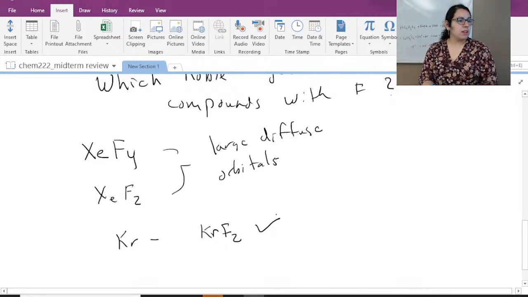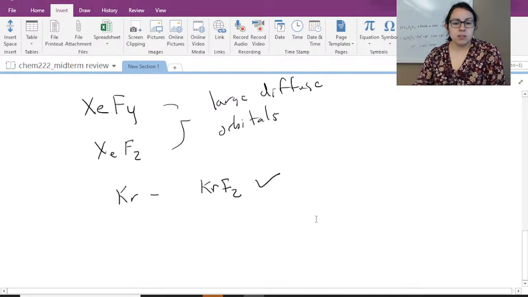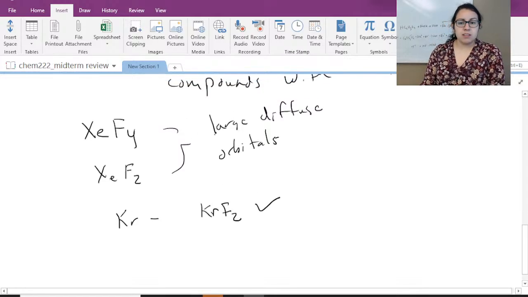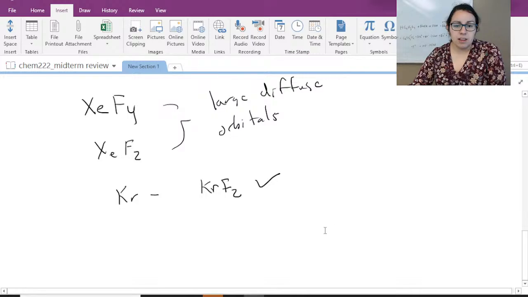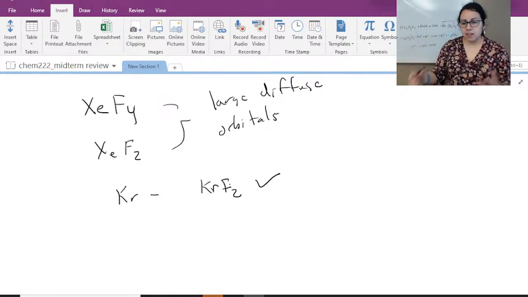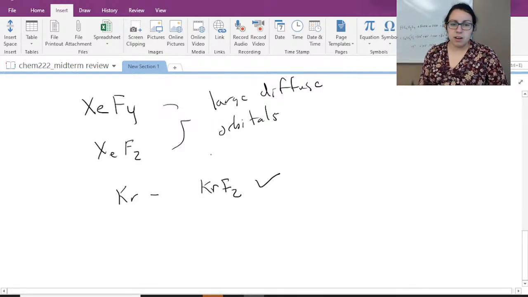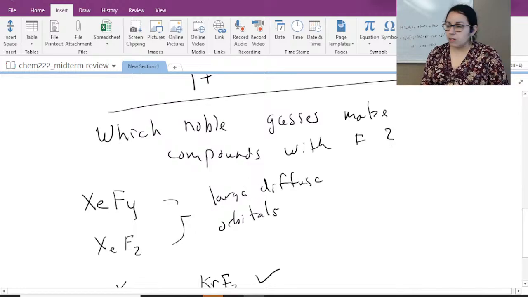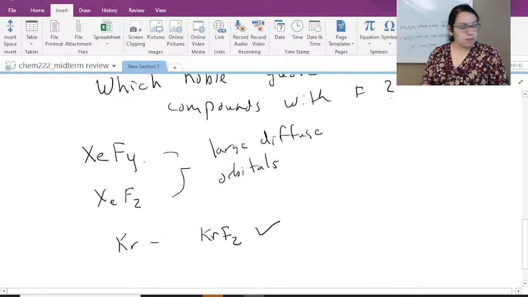So this would be the other compound. Krypton difluoride is known, and so I would just stick with these 2 for the known ones. The rest, like neon difluoride, I think just exist in theory. I don't know if they've actually been synthesized, since those have a lot of steric hindrance. That's why we don't see a lot of compounds, and also, of course, the octet rule. But anything that will make a compound is going to have to have a large diffuse orbital. So that's xenon and krypton for that one.